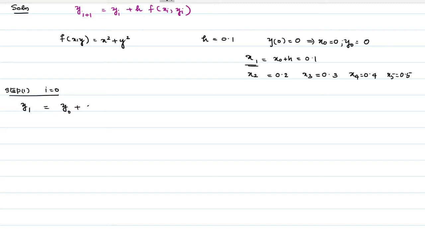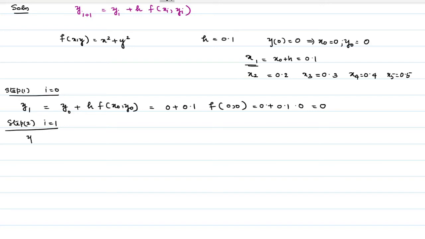y0 plus h into f of x0 y0. Substituting, y1 is 0 plus h, which is 0.1, into f of x0 y0, that is f of 0 0, which is equal to 0.0 plus 0.1 into f of 0 0. That means substituting x as 0 and y as 0, you will get 0 and your final answer will be equal to 0.